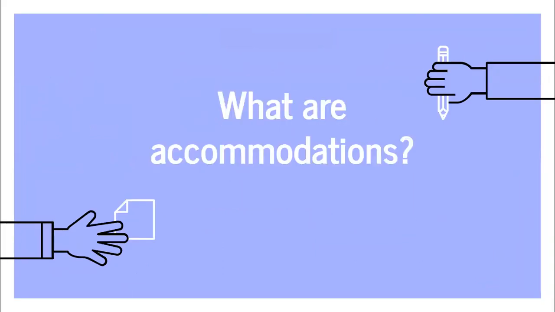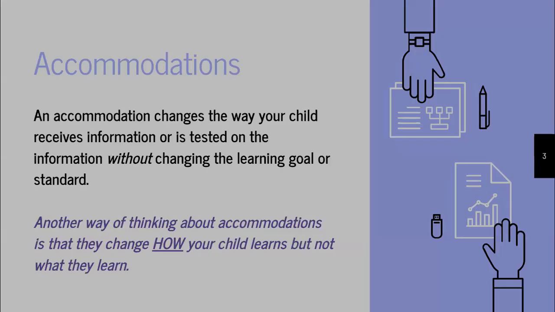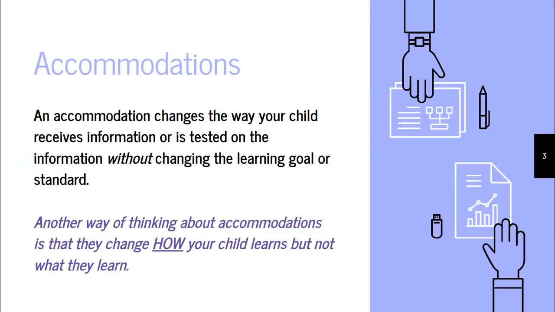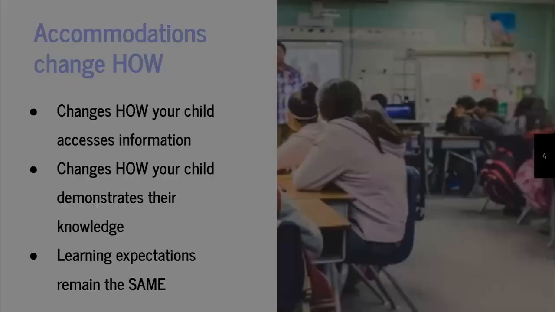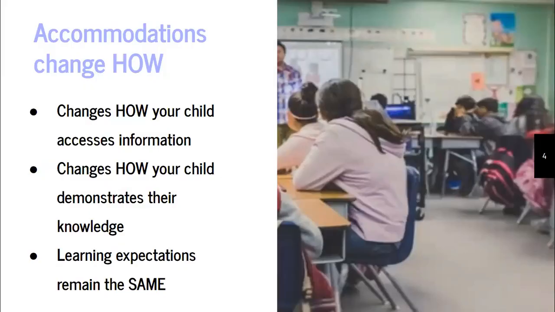Let's begin with what are accommodations? An accommodation changes the way your child receives information or is tested on the information without changing the learning goal or standard. Another way of thinking about accommodations is that they change how your child learns, but not what they learn. Accommodations change how your child accesses information, change how your child demonstrates their knowledge, but the learning expectations remain the same.